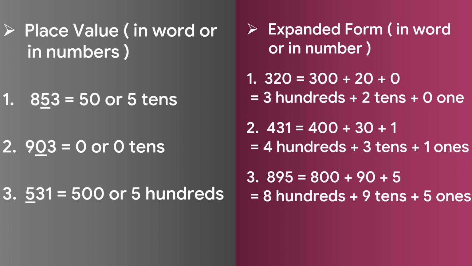Again, if you want to write the expanded form in number, then you have to start from the first digit. Your first digit is 4. 4 lies in the place of hundreds. That's why you have to write first 400. Then add a plus sign. Then 3 is in the place of tens. That's why you have to write 30, and then again add a plus sign, and 1 is in the place of ones. That's why you have to write only 1.